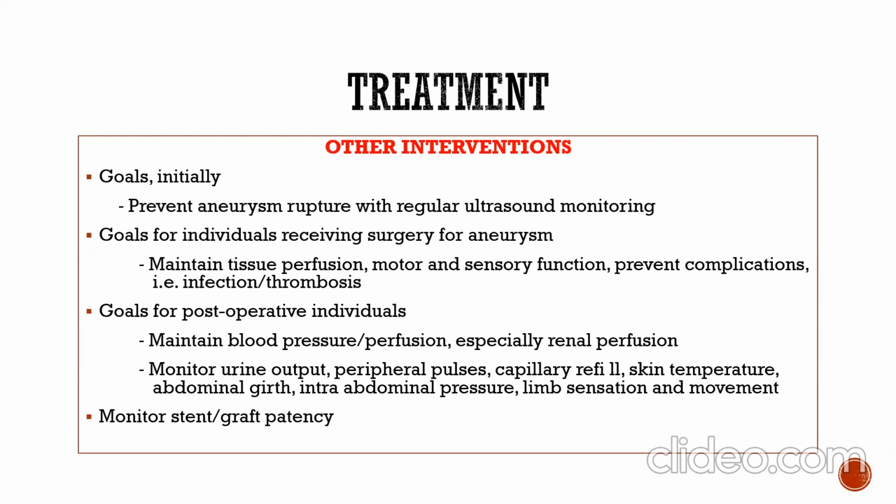Other intervention goals: initially prevent aneurysm rupture with regular ultrasound monitoring. Care for individuals receiving surgery for aneurysm: maintain tissue perfusion, motor and sensory function, prevent complications and infection, for example infection and thrombosis. Care for post-operative individuals: maintain blood pressure, perfusion, especially renal perfusion, monitor urine output, peripheral pulses, capillary refill, skin temperature, abdominal girth, intra-abdominal pressure, and limb sensation and movement. Monitor stent graft patency.